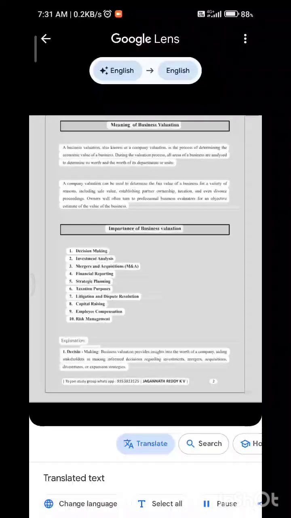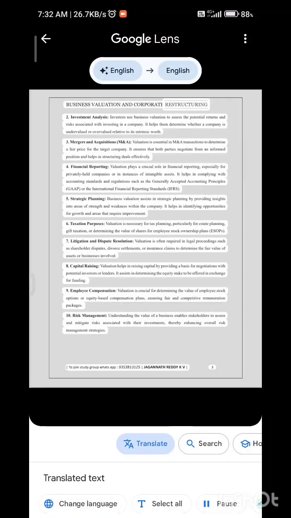Explanation. 1. Decision making. Business valuation provides insights into the worth of a company, aiding stakeholders in making informed decisions regarding investments, mergers, acquisitions, divestitures, or expansion strategies. 2. Investment analysis. Investors use business valuation to assess the potential returns and risks associated with investing in a company. It helps them determine whether a company is undervalued or overvalued relative to its intrinsic worth.